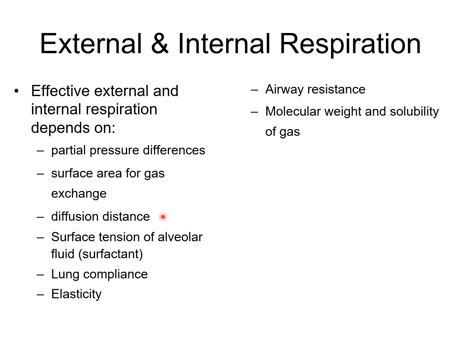The greater the diffusion distance, the lower and slower the gas exchange. The closer the diffusion distance, the more rapidly that diffusion will occur. Now, within the muscles, that largely depends on tissue fiber types.